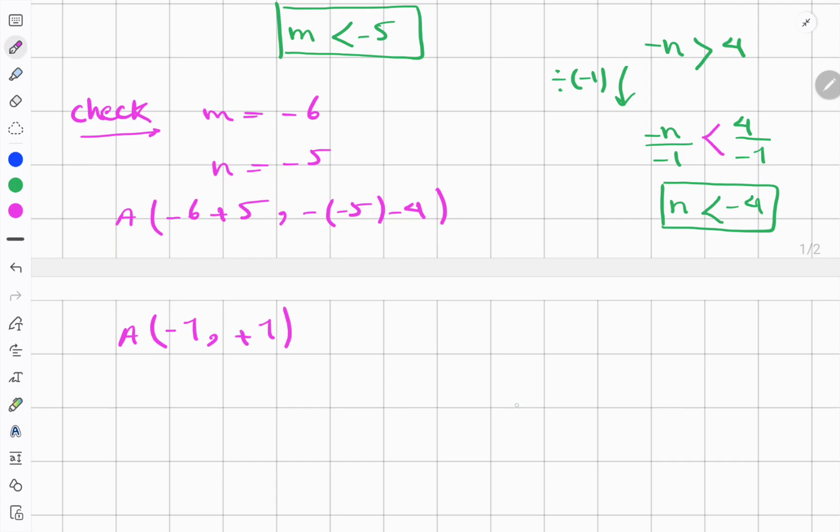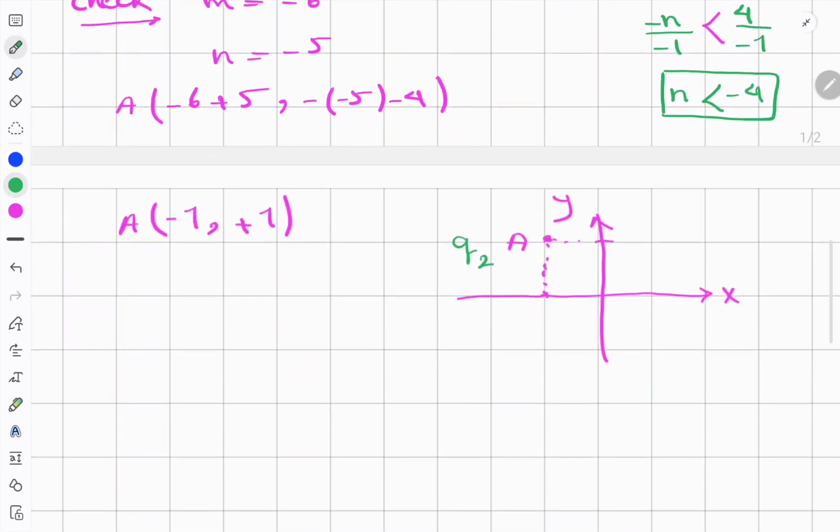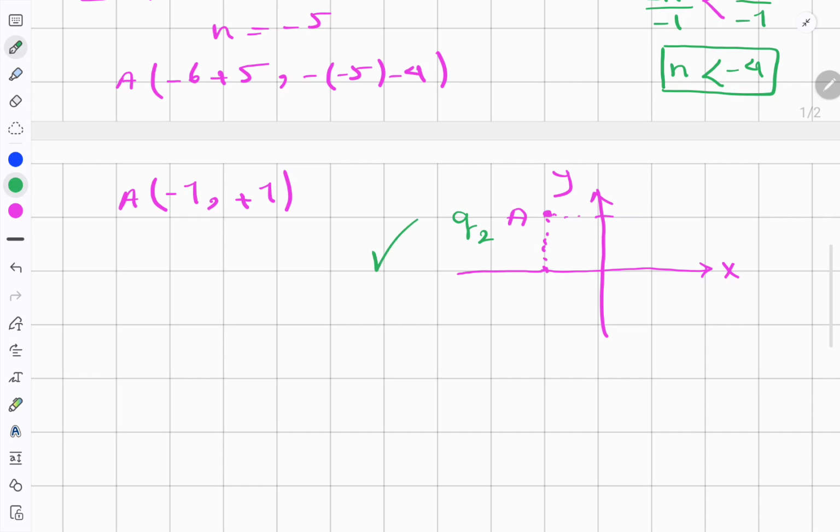And if we plot this point in the xy plane, A is negative 1 here and positive 1 here. So point A is here, and you can see that A is located in Q2, which is mentioned here. So our answer is completely correct.